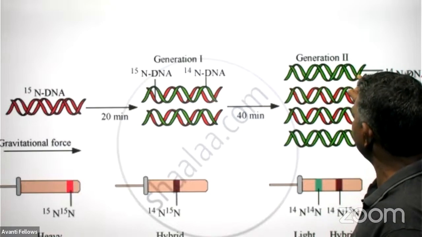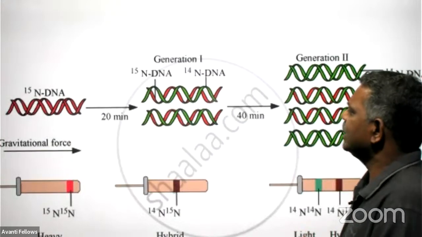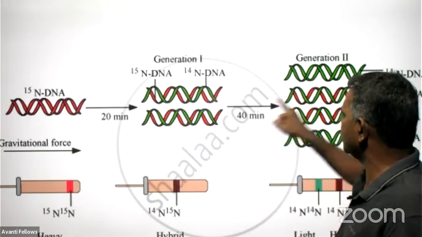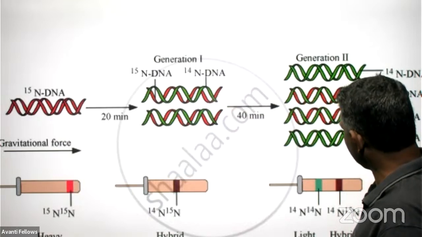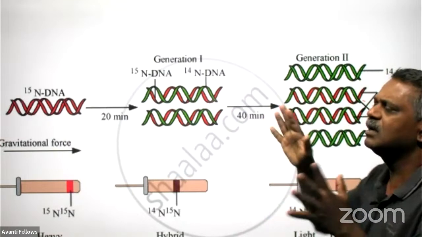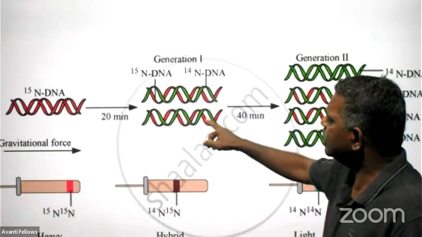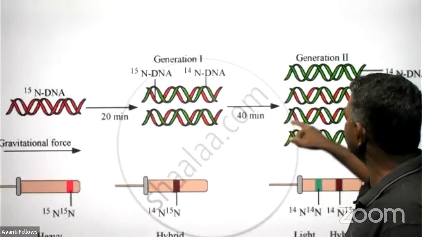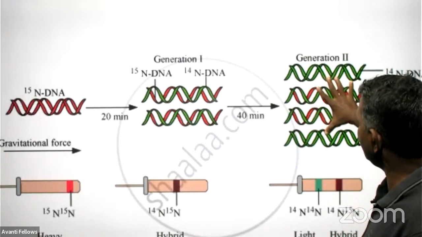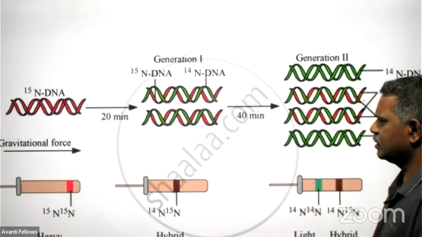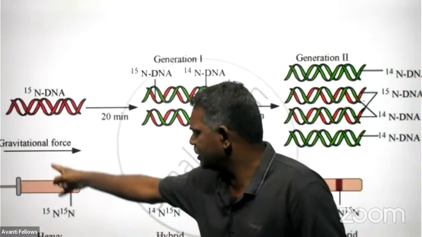This will be light in weight, and another heavy strand goes for replication, producing a light strand here, because it is in the N14 only, and this will be hybrid. And the same thing happened to this DNA also. So we get two hybrid and two light in the same proportion, 1:1. So this is the heavy one.